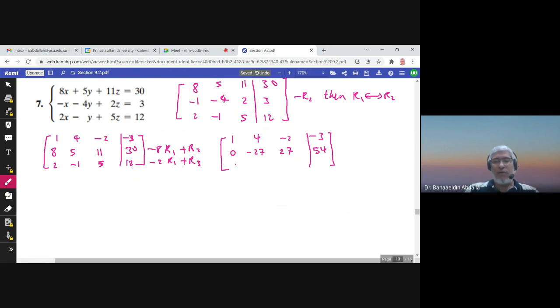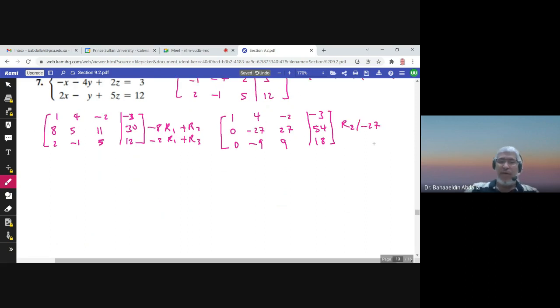Now -2 plus 2 is 0. -8 plus -1 is -9. 4 plus 5 is 9. 6 plus 12 is 18. This tells me that I didn't do anything wrong. The numbers are excellent. I will divide row 2 by negative 27 to have 1 in row 2, column 2.